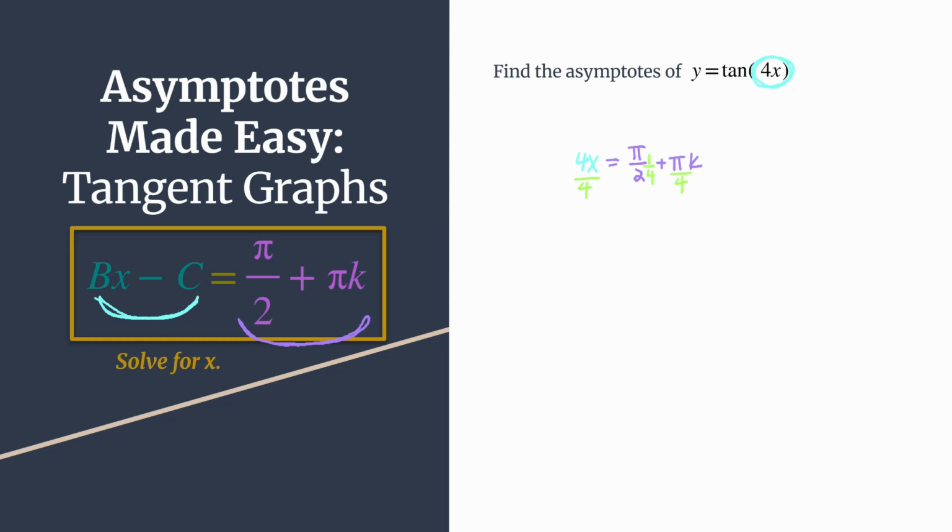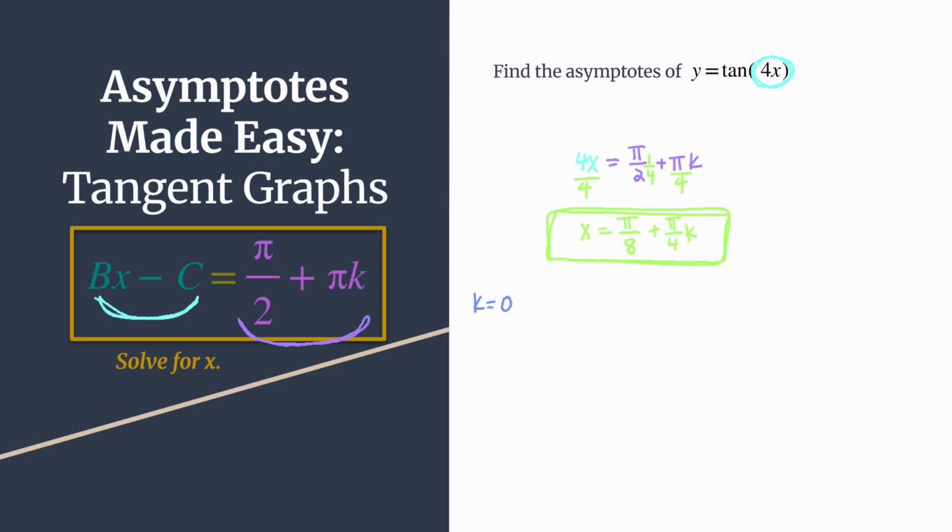So we have x on the left side equal to pi over 2 divided by 4, or multiplied by 1/4. That's pi over 8, and then plus pi over 4 k. This equation will get you all of the asymptotes for your graph. Now remember, k is just an integer here, so depending on what integer you substitute in, you'll get a different asymptote for your graph. So let's try it out.